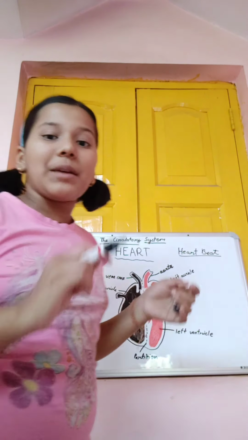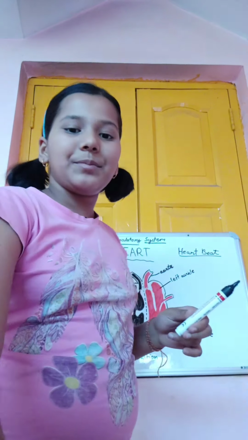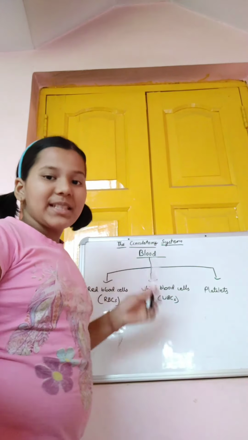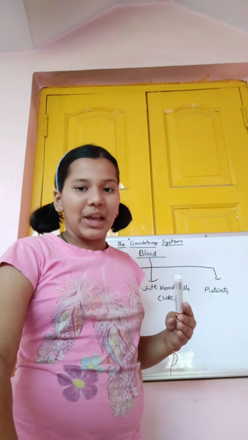Now we will learn about the blood and its parts. The blood is the most important part in the circulatory system because this is what the circulatory system is about. The blood is a red colored fluid present inside the blood vessels. We will learn about the blood vessels after this. Now the blood consists of a liquid part and a number of cells. The liquid part transports the nutrients, the waste materials, the oxygen and the carbon dioxide.